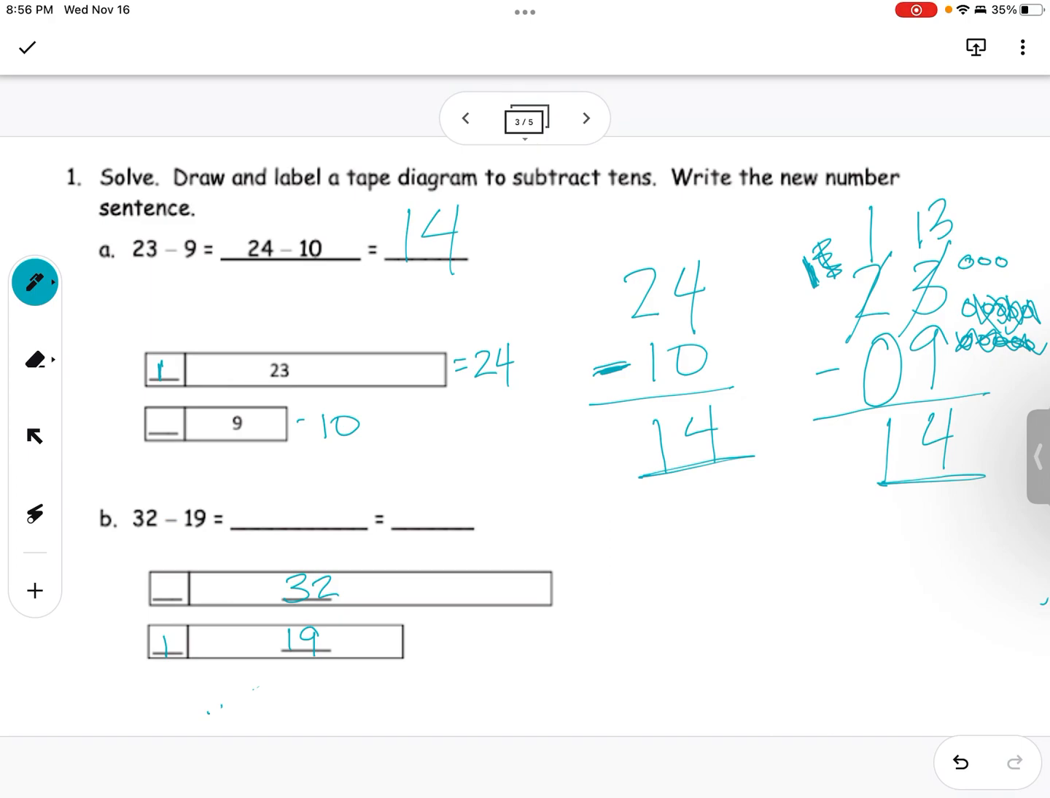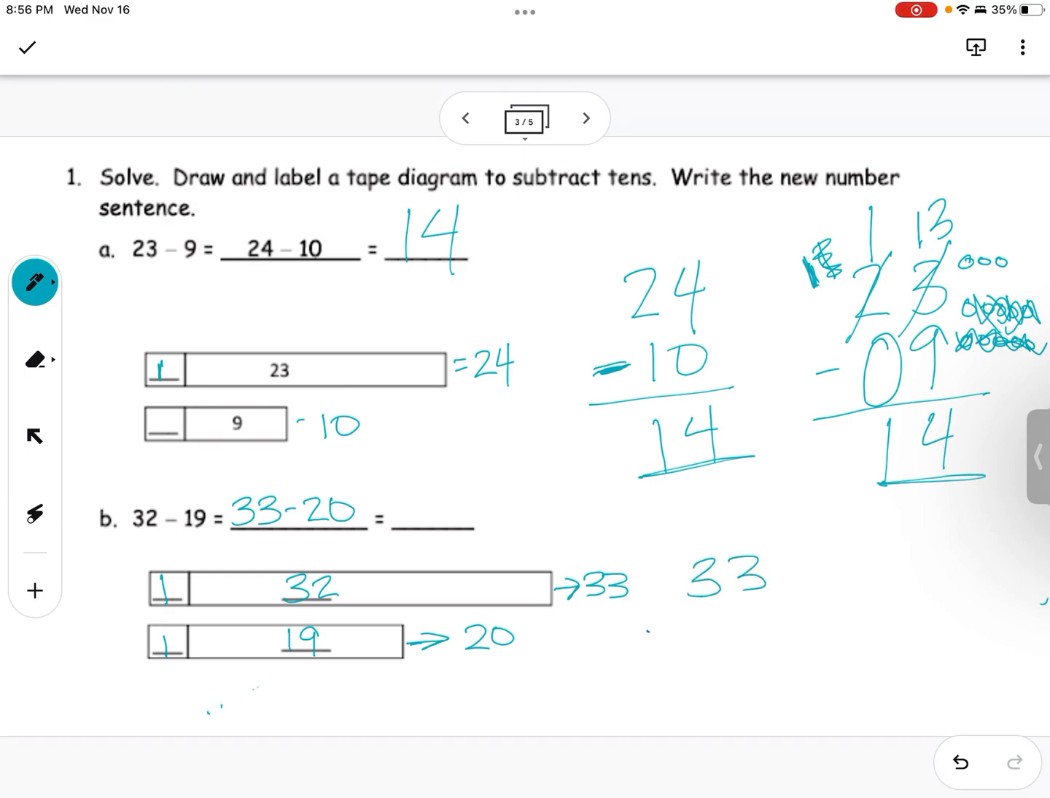Now if I add 1 to the 19, I have to add 1 to the 32. So now this is not 19, but 20. And this is no longer 32, but 33. So now I could rewrite my equation from 32 minus 19 to become 33 minus 20.